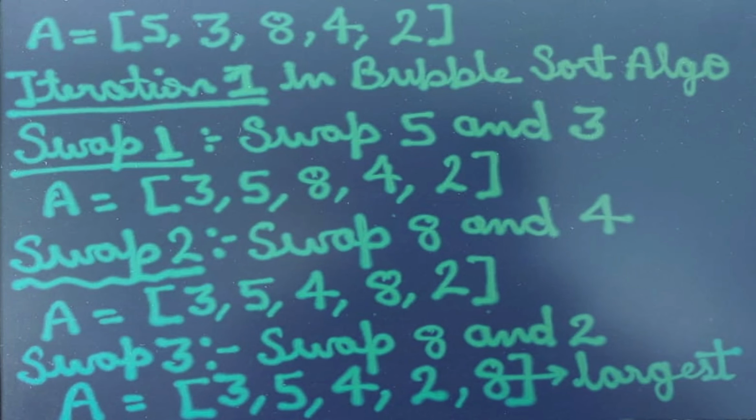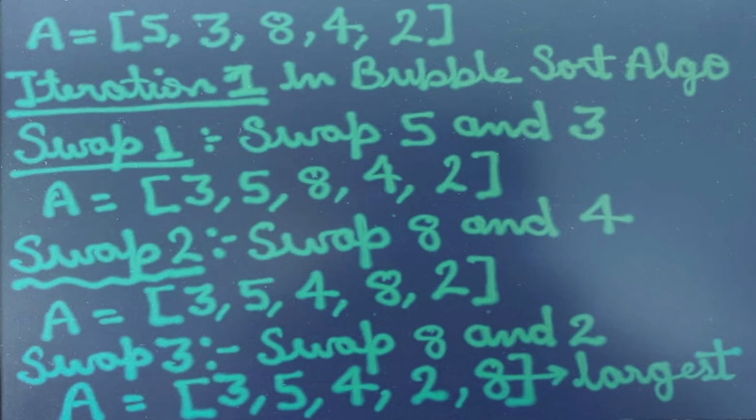Let's implement first iteration in bubble sort algorithm for array A equal to 5, 3, 8, 4, 2. Here 8 is the largest element. So we will move element 8 to the end of the array through a series of swaps. Swap number 1. In first swap, we will compare first 2 elements 5 and 3 and they are not in the right order. That is, they are not in non-decreasing order.